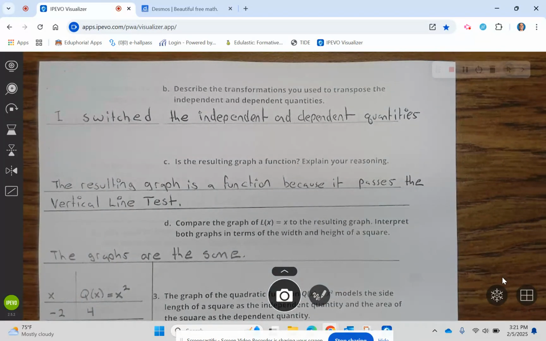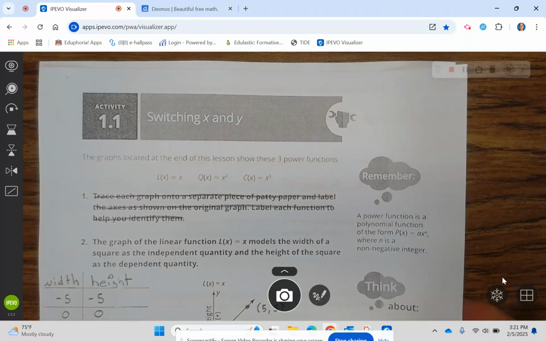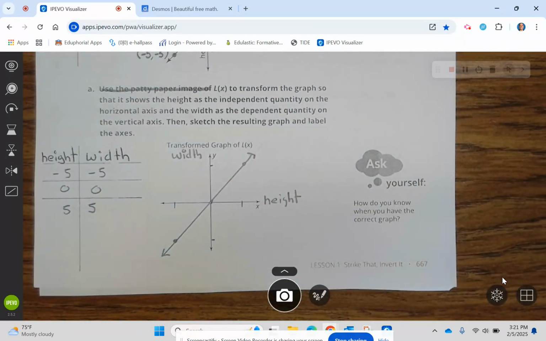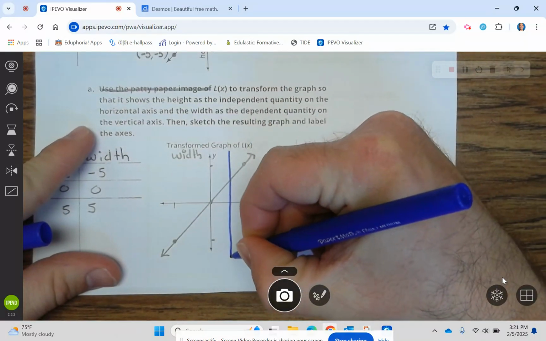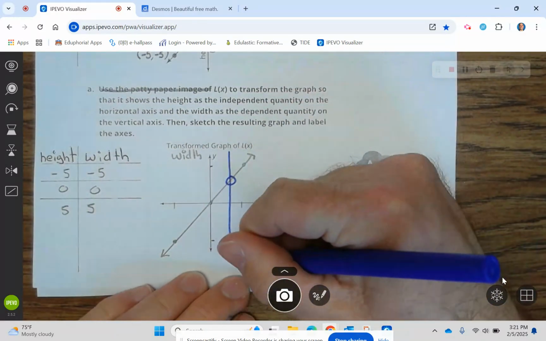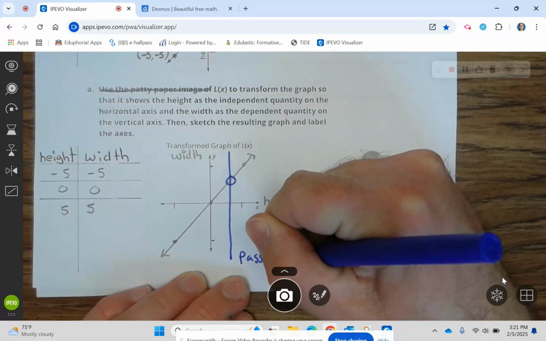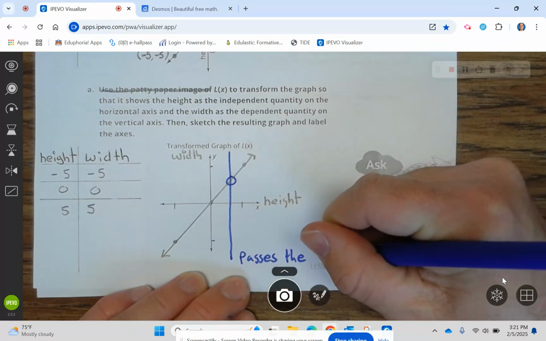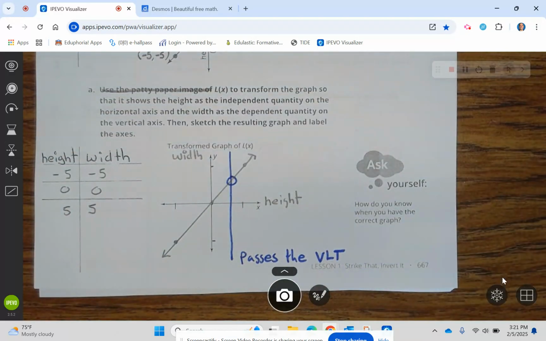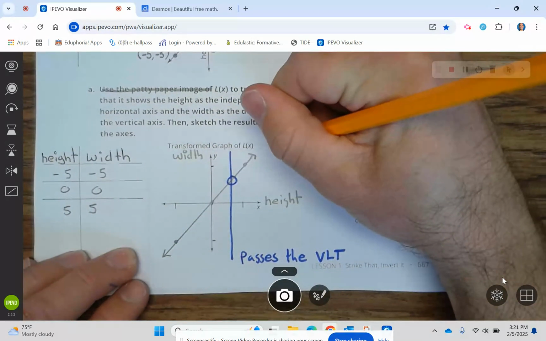B, describe the transformation used to transpose the independent and dependent quantities. I switch the independent and dependent quantities. C, is the resulting graph a function? Explain the reasoning. The resulting graph is a function because it passes the vertical line test. All right, so we come back over here. I draw a vertical line, crosses only once, so it passes the vertical line test. So this is a function.